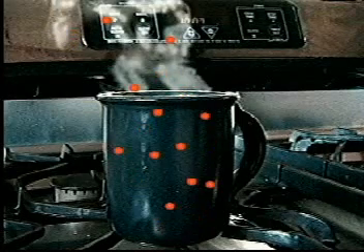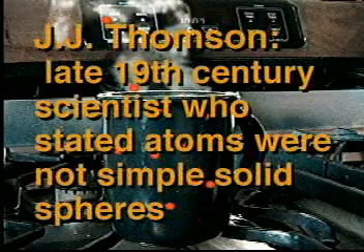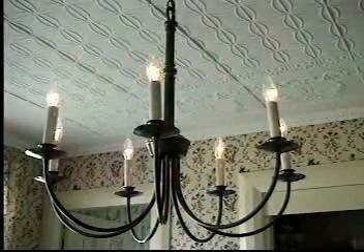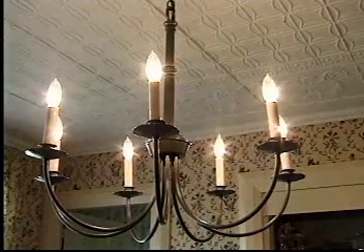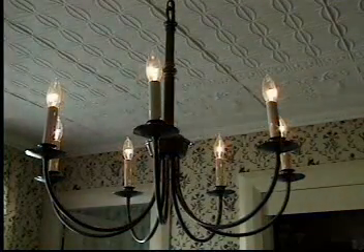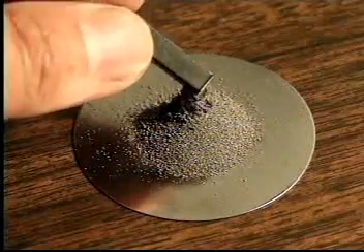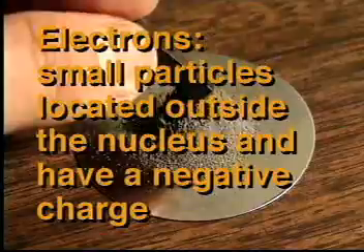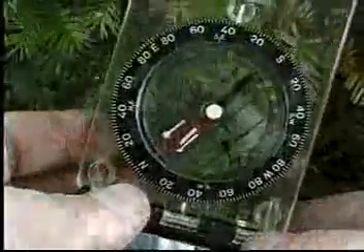Toward the end of the 19th century, J.J. Thomson, an English scientist, found that atoms were not simple, solid spheres. He discovered a very important component of the atom that we put to use every day in the form of electricity and in magnets. He discovered electrons. Electrons are small particles located outside the nucleus that have a negative charge and cause the magnetic needle in the compass to point north.